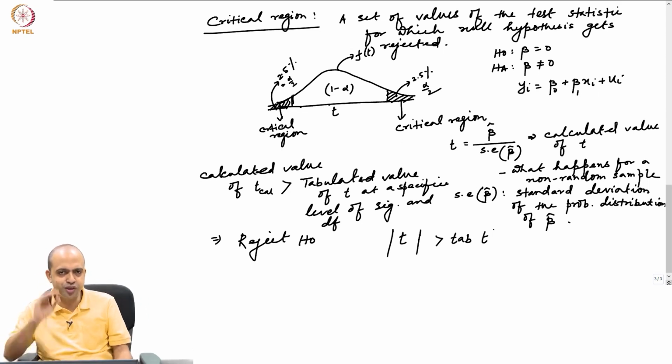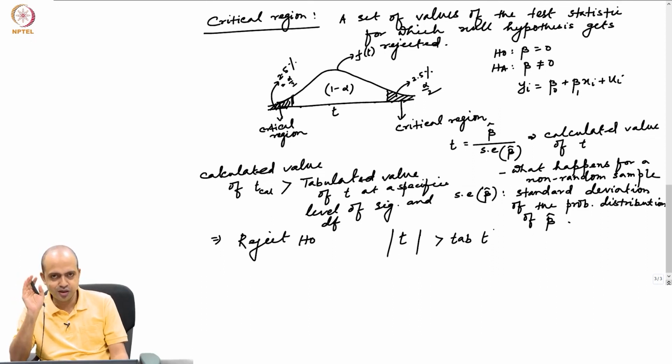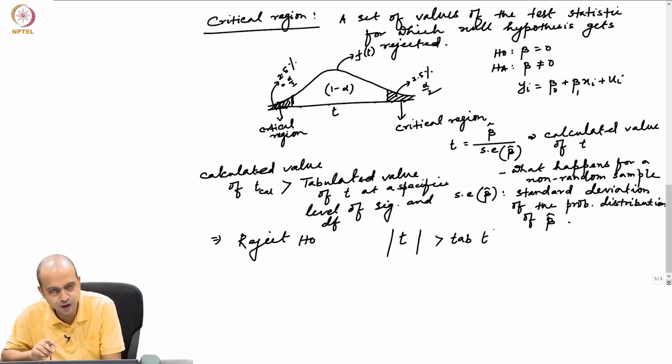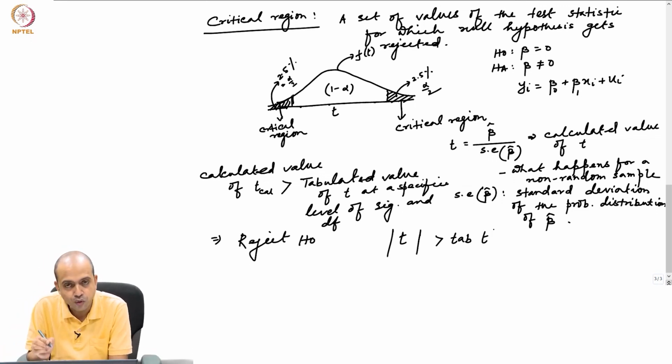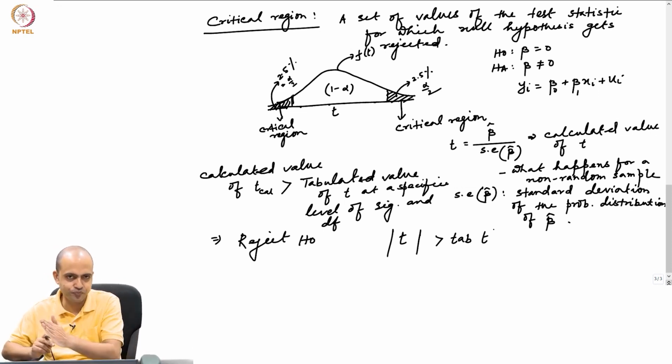Now, this tabulated value of t, if you go to your statistics book, you will get a table for t. That means that table will tell you, at a specific level of significance... What is level of significance? I will explain. For the time being, just keep in mind that at a specific level of significance and degrees of freedom, the mod value of t, which is calculated by beta in this formula, should be greater than the tabulated value. If you go to the t table and specify your level of significance and degrees of freedom, you will get a value.